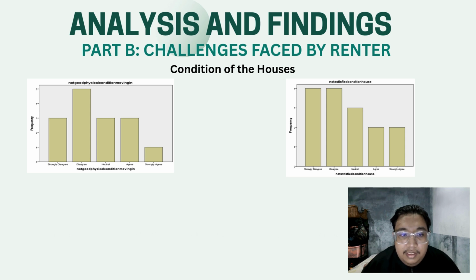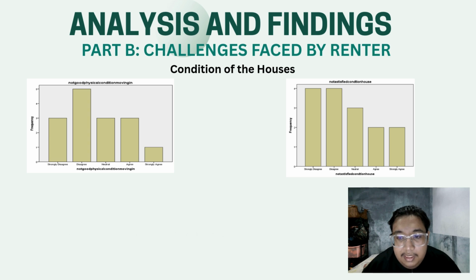For the analysis and the findings for part B, the challenges faced by the renter. The first point is the condition of the house. The sub question is the not good physical condition when moving in. For this, the respondents are as follows: one strongly agree, three agree, three neutral, five disagree, and four strongly disagree. This is based on the total of 15 respondents.